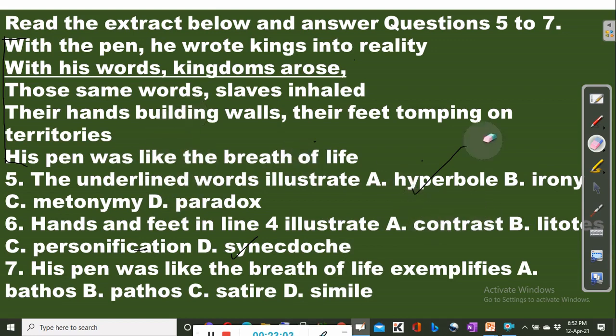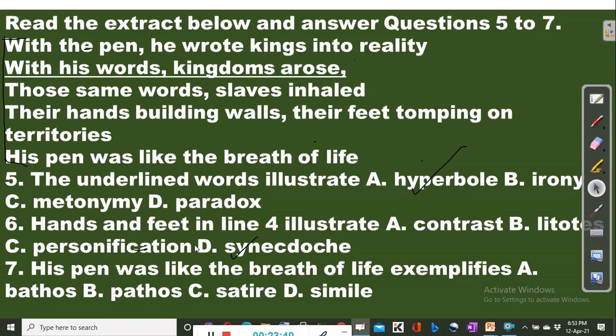Well, the actual marks we have given on this page are the one for hyperbole and the one for synecdoche, all right? Now, synecdoche is a literary device that uses the part to represent the whole. For example, hands and feet are parts of the human body that represent the human being. When you talk of hands and feet, you are talking about people.